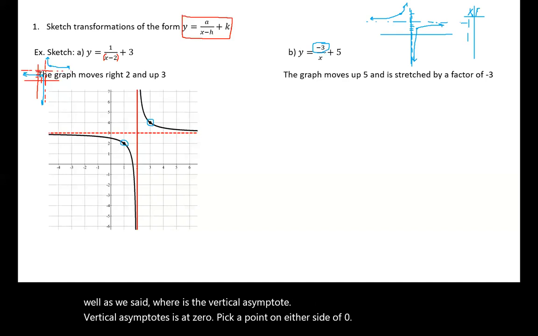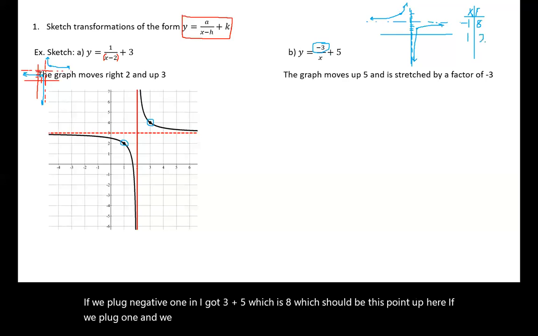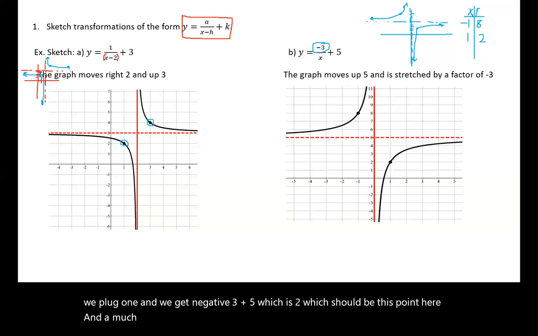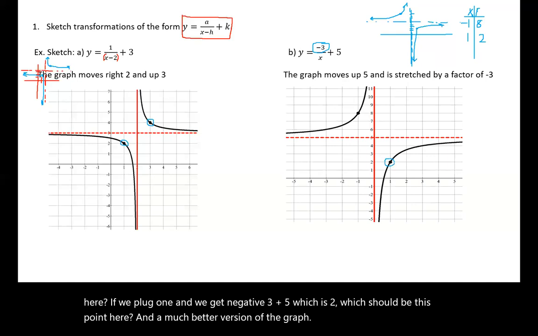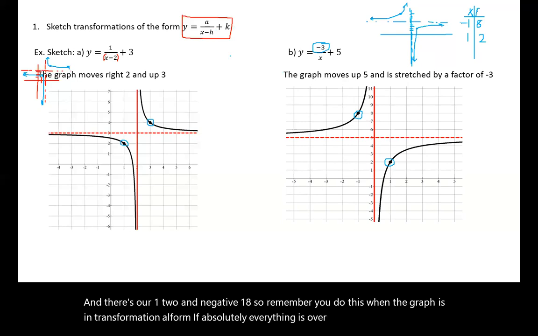If we plug -1 in, I get 3 plus 5, which is 8, which should be this point up here. If we plug 1 in, we get -3 plus 5, which is 2, which should be this point here. And a much better version of the graph. And there's our point 1, 2, and -1, 8. So remember, you do this when the graph is in transformational form. If absolutely everything is over the denominator, don't do this method.